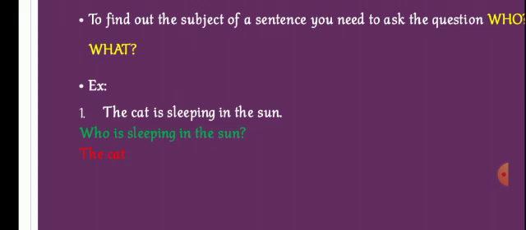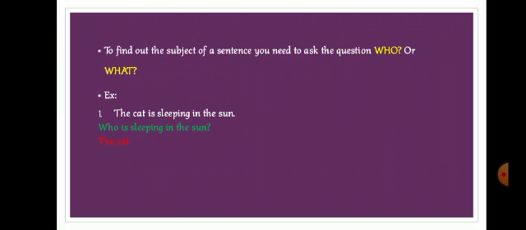And the answer you get: who is sleeping here in the sentence? The cat. So the cat is the subject. You ask the question who or what, and the answer you get is the subject. So that is the second way of identifying subjects in a sentence.